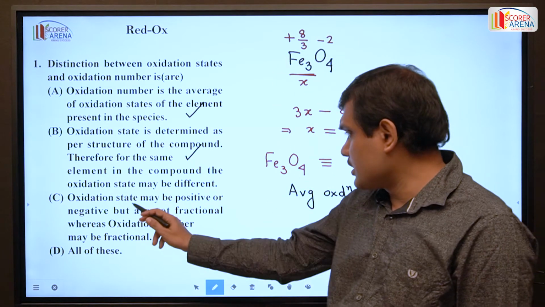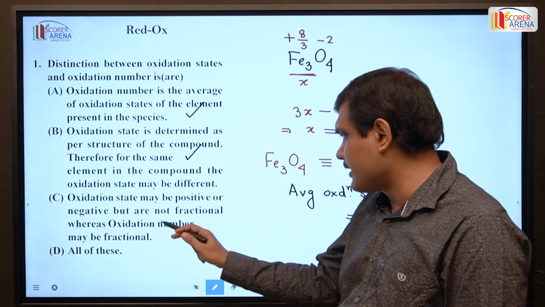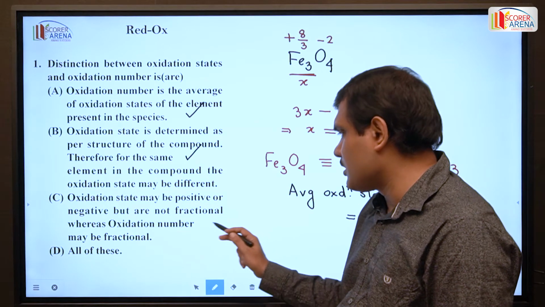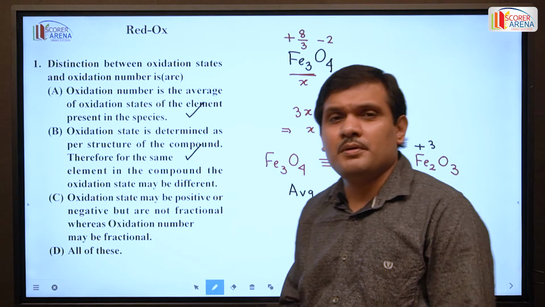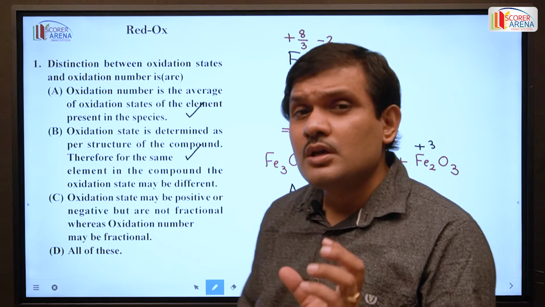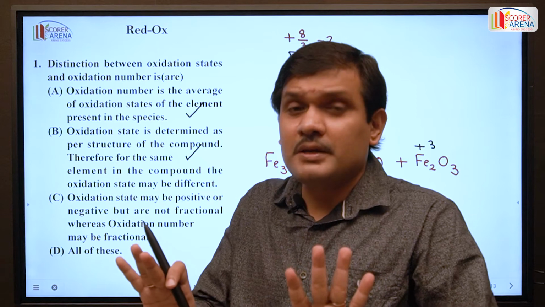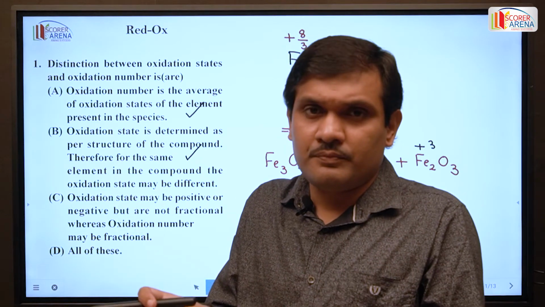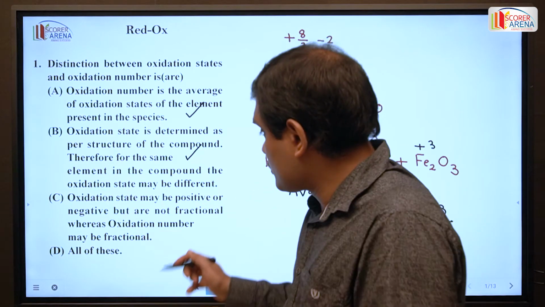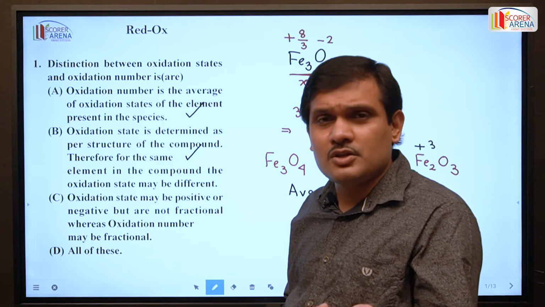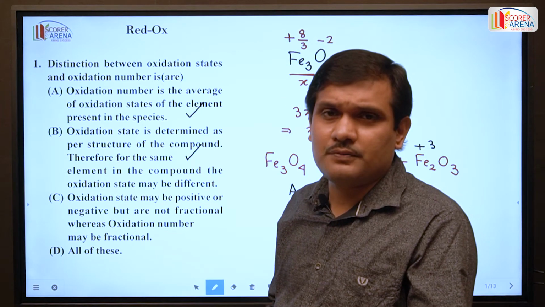Next, oxidation state may be positive, negative, but is not fractional, whereas oxidation number may be fractional. So oxidation state may be positive, it may be negative, but it cannot be fractional. But for oxidation number, you are calculating an average value, so it may appear as a fractional value.